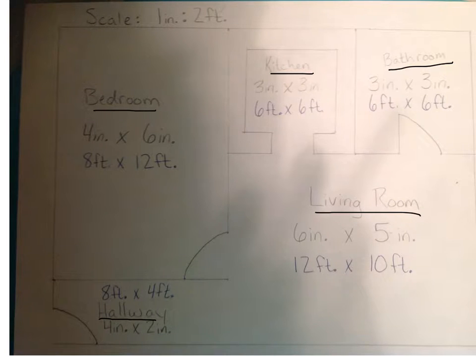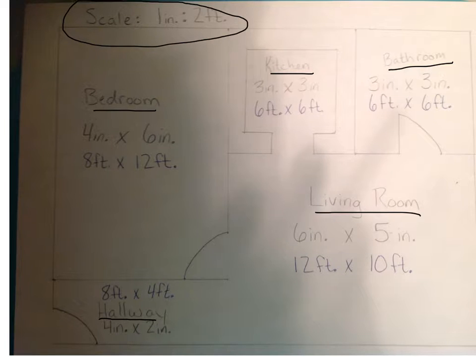Now, I didn't say you guys had to label the hallway, but since I didn't section the hallway off, I just labeled it hallway instead. Now, the next thing that you needed to do was include the scale. If you look at the top of my paper, the scale is right there. For every 1 inch, that's going to be equal to 2 feet.